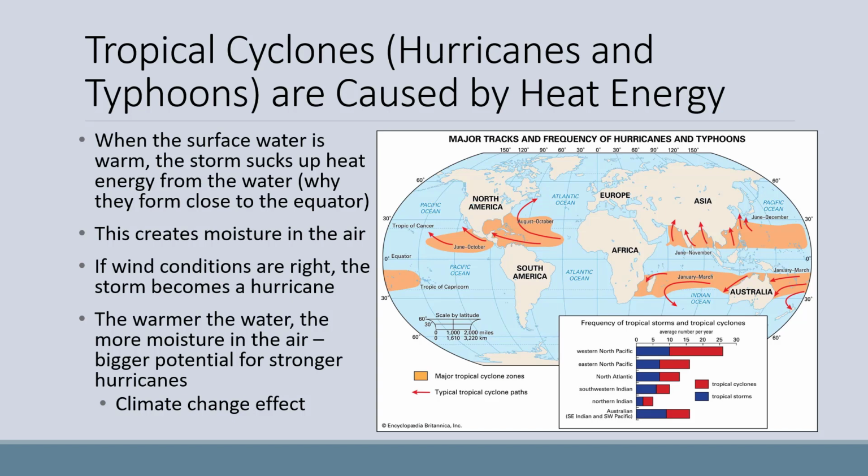But what causes cyclones? Well, when the surface water is warm, the storm sucks up heat energy from the water. That is why they form close to the equator, as seen on the map of major tropical cyclone zones and their typical paths. This creates moisture in the air. If wind conditions are right, the storm gets big enough and becomes a hurricane. The warmer the water, the more moisture there is going to be in the air. This translates to bigger potential for stronger hurricanes, meaning that strong cyclones are a climate change effect.